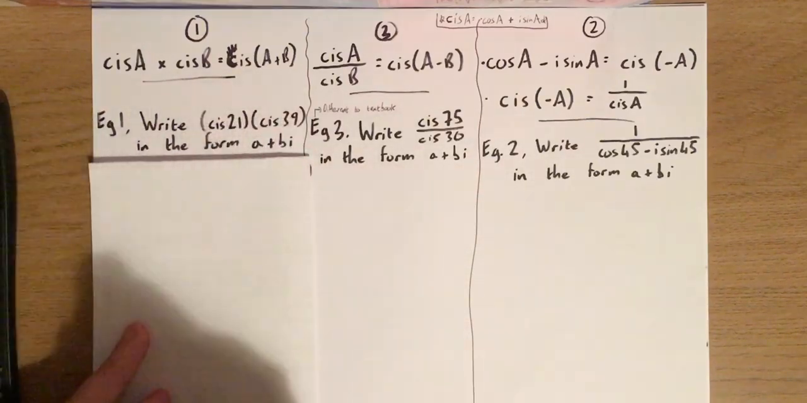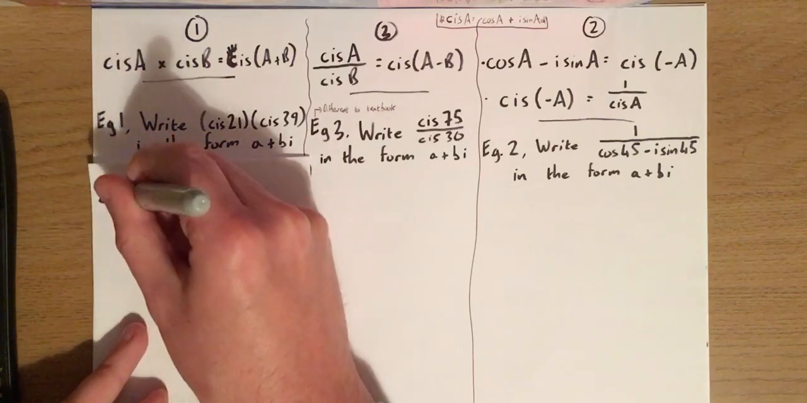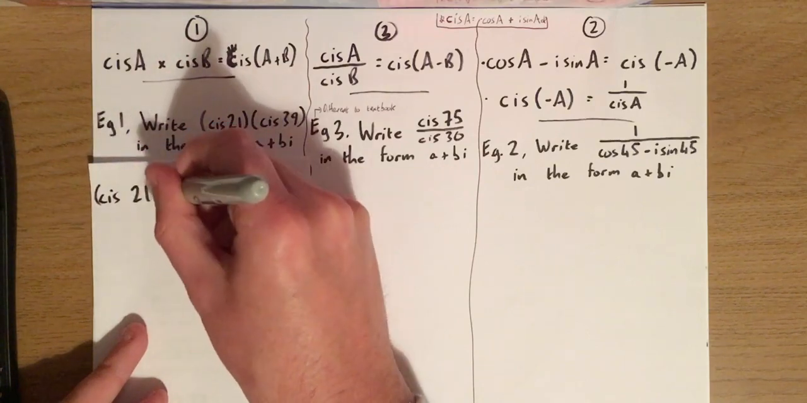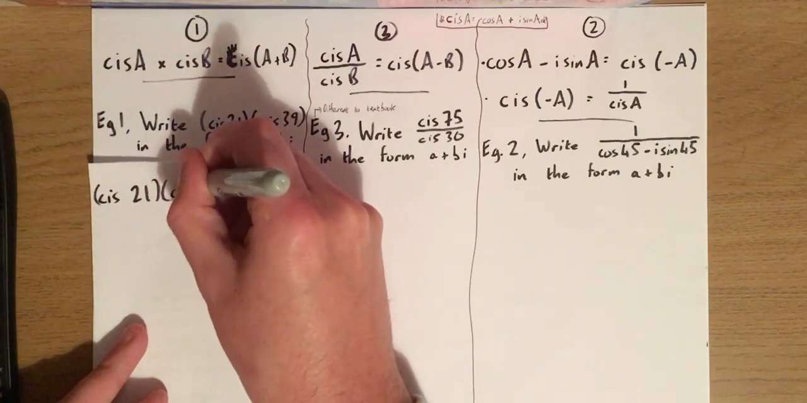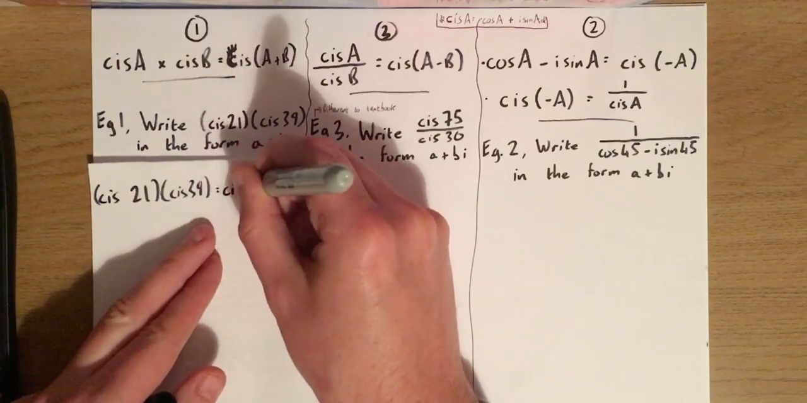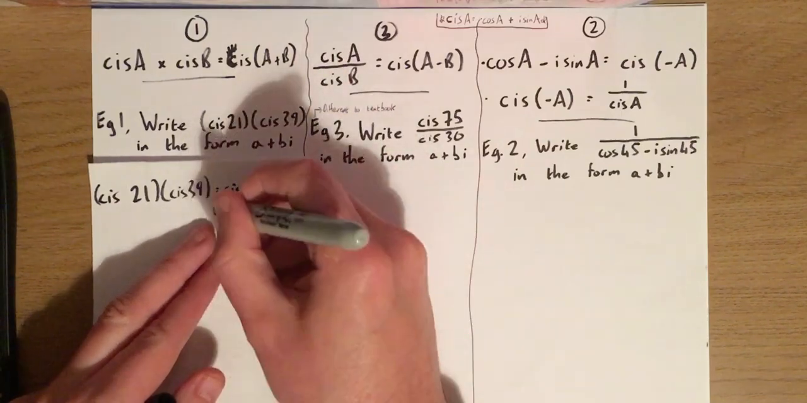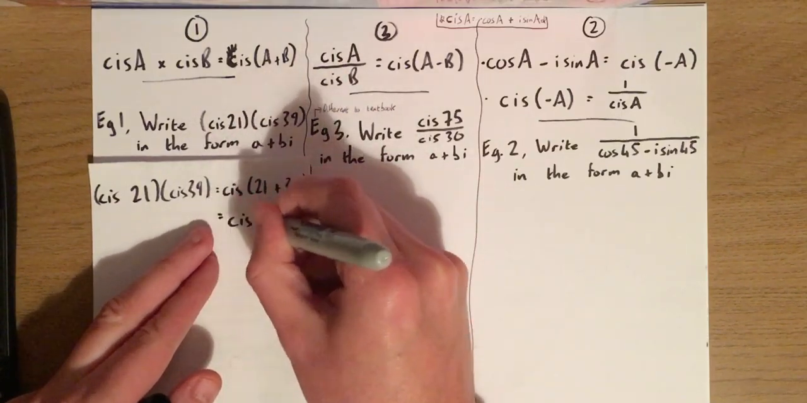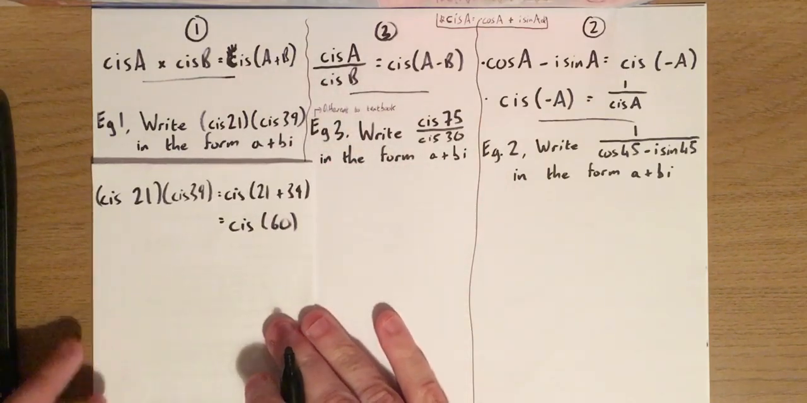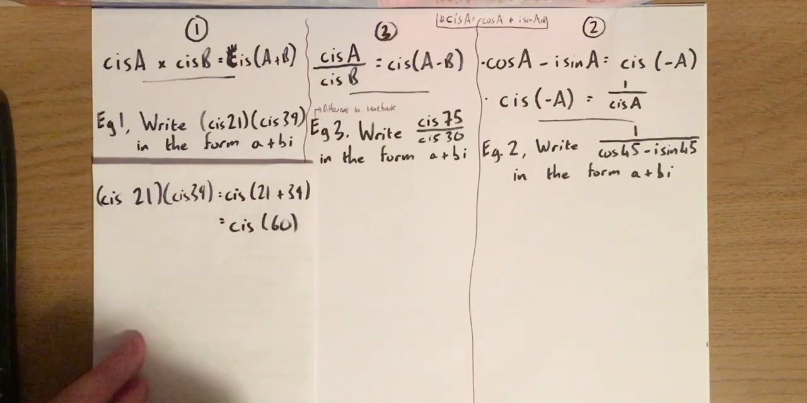So we're going to multiply cis 21 by cis 39. So the cis of 21 multiplied by the cis of 39 is equal to the cis of 21 plus 39. So that is the cis of 60. Okay, so that's applying the property. To multiply two cis's, just add their angles.